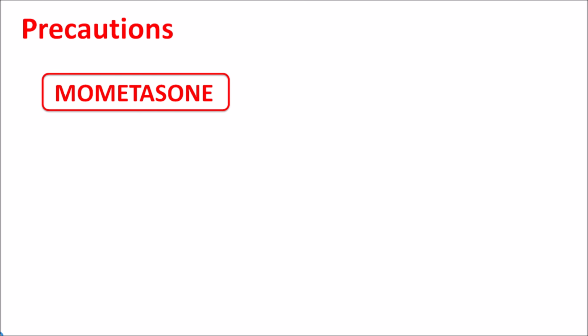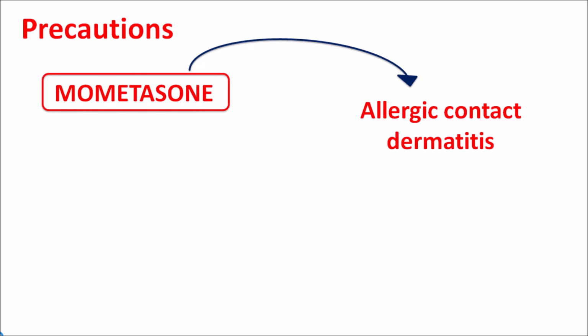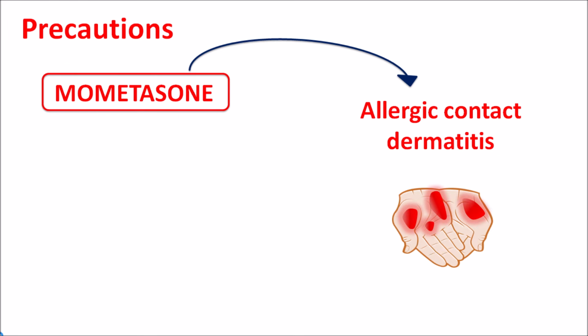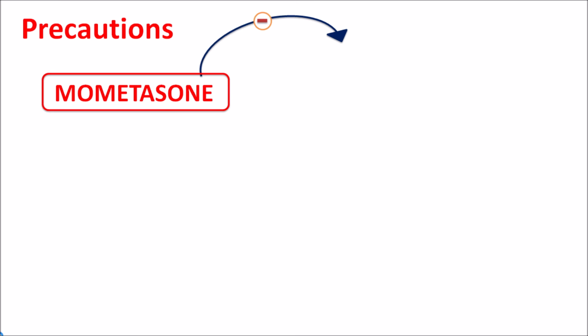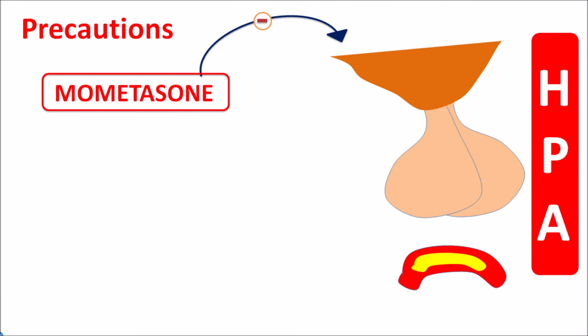Now let us see the precautions of mometasone. Since this drug is going to be applied on the skin, it can produce some skin reactions resulting in allergic contact dermatitis. So mometasone can increase the redness of the skin within the hands due to any allergic response. When skin irritation persists, this mometasone should be discontinued. Mometasone can inhibit the HPA axis, resulting in the decreased release of cortisol. So this may produce the symptoms related to adrenal insufficiency. But since mometasone is given by topical route, suppression of the HPA axis is somewhat less observed.